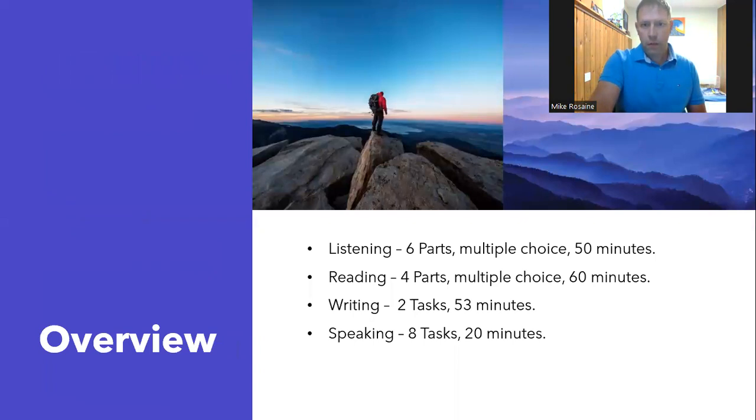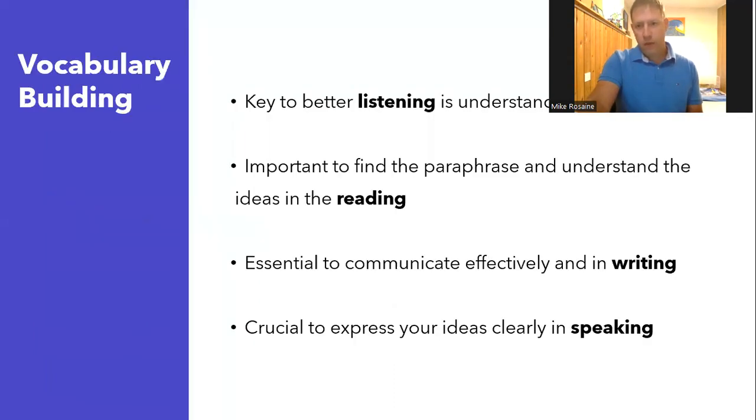Now, of course, the CELPIP test is made up of 4 parts. We have listening, reading, writing, and speaking. So I've developed strategies for each one to help identify your weakness and improve on it. First of all, we're going to start with vocabulary.